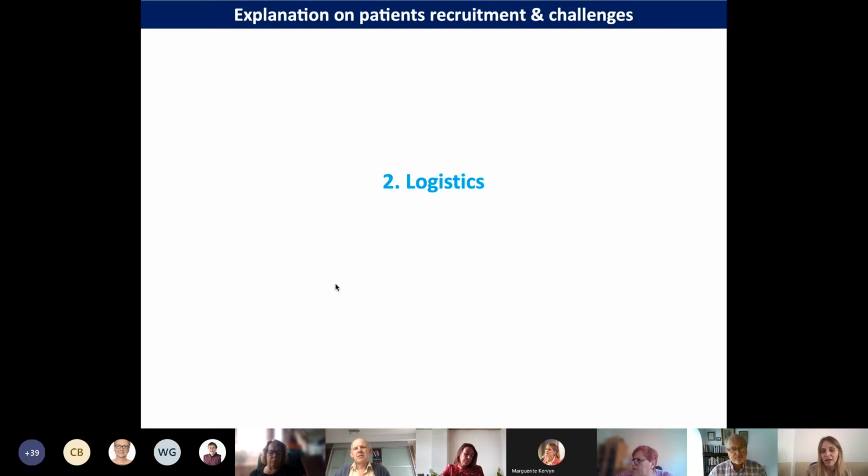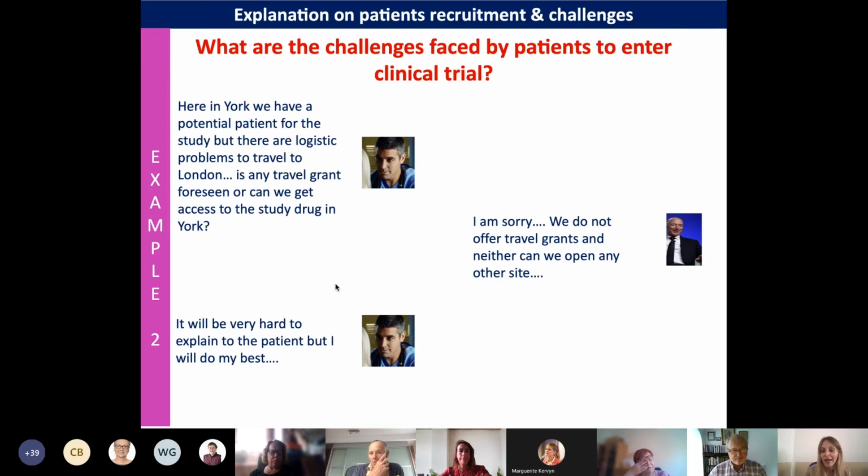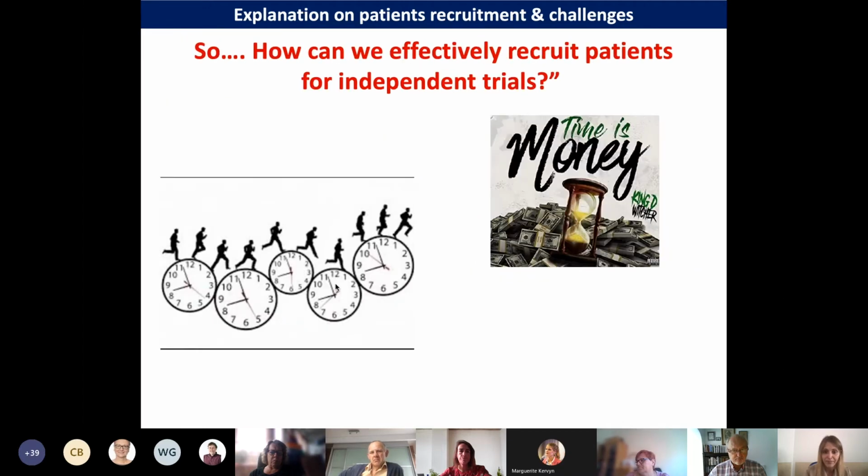And the other is certainly logistics. The trial might not be open in the center, it might be open in another center, either close by or far away, and then the patient might not be able to go to the center where the study is open, and the sponsor again might have a difficulty to open a new site. So this is one of the two constraints that I would like to give a look at.